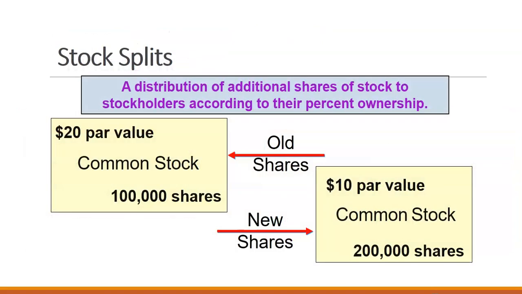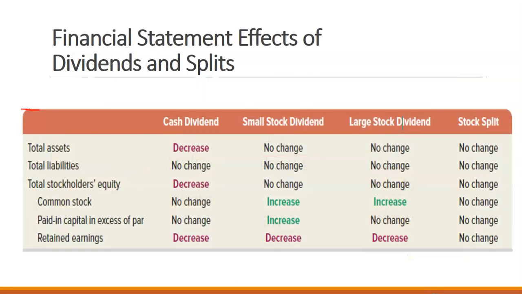If you see the par value in the first example, we have a common stock of $20 par value times 100,000 shares. That amount is exactly the same as $10 times 200,000 shares. So there is no total change in the money that is recorded in that account on our financial statement.